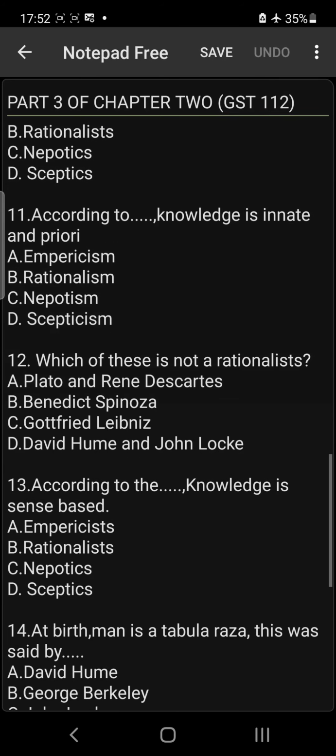Number 11, according to rationalism, knowledge is innate and a priori. Okay, so please, the answer is according to the rationalism. Please take note of that.